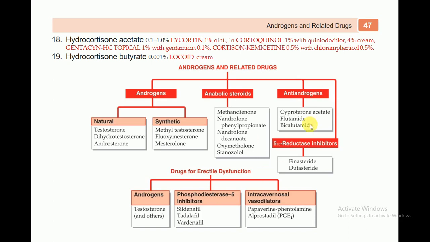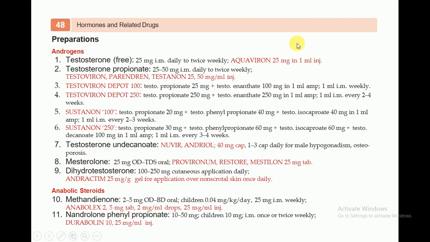I would like to share something special regarding the preparations and the doses which are available. You can see here in the literature. The preparations of androgens, the first one is testosterone. Testosterone free 25 milligram IM daily or twice weekly. Equivirons is the trade name of testosterone, available in the market as 25 milligram, 1 ml injections.